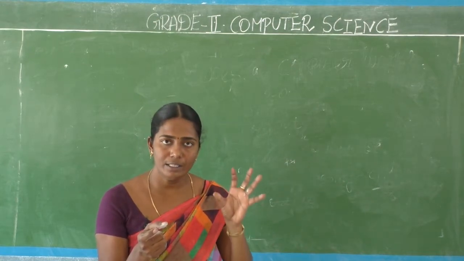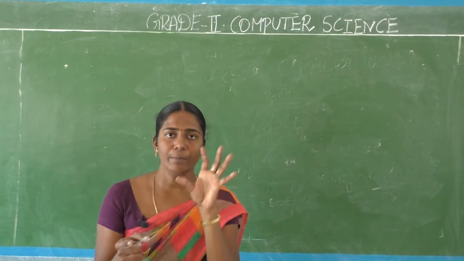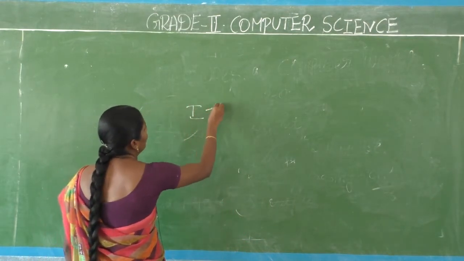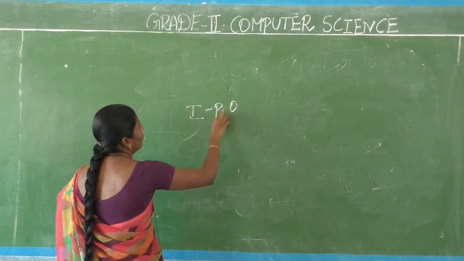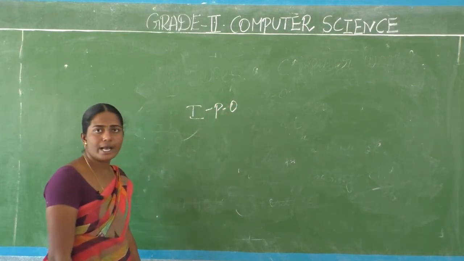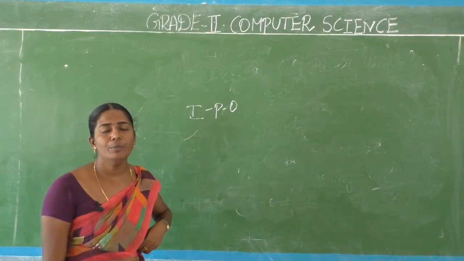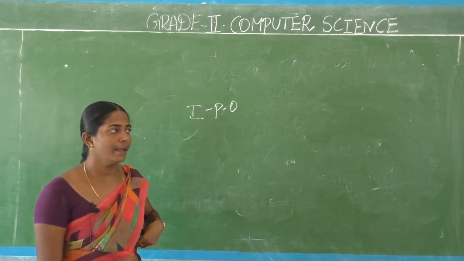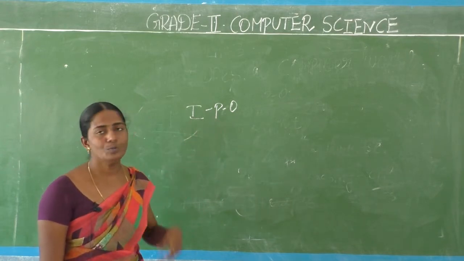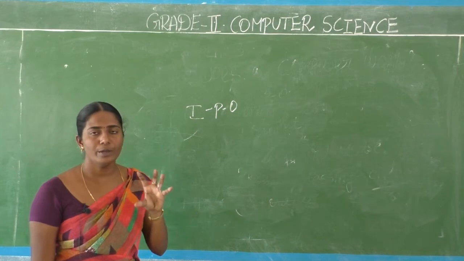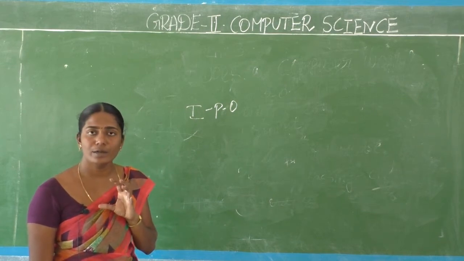So okay, in this chapter, very, very important: IPO. What is IPO? I mean input, processing, output. Input, processing, output. I said more examples also. What did I tell you about input, processing, output?